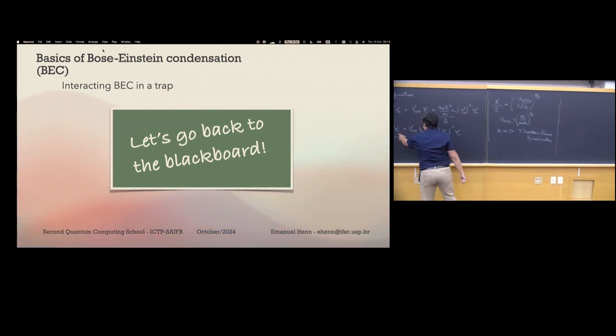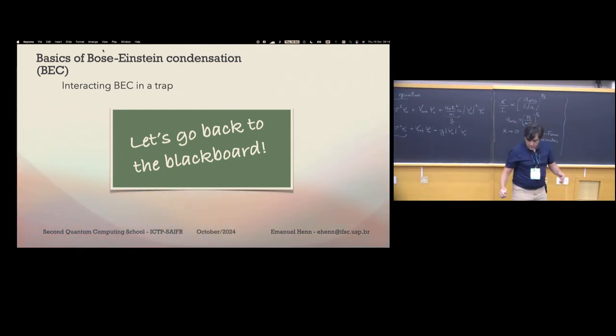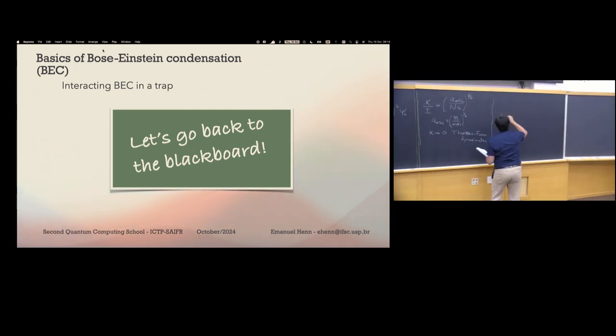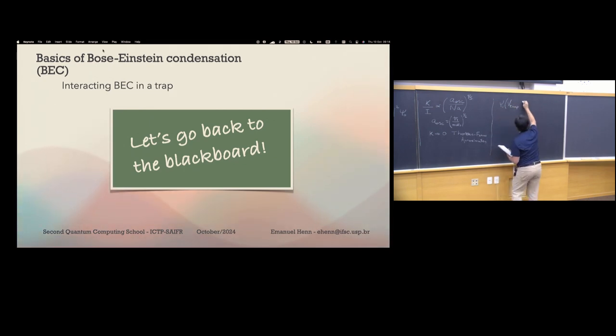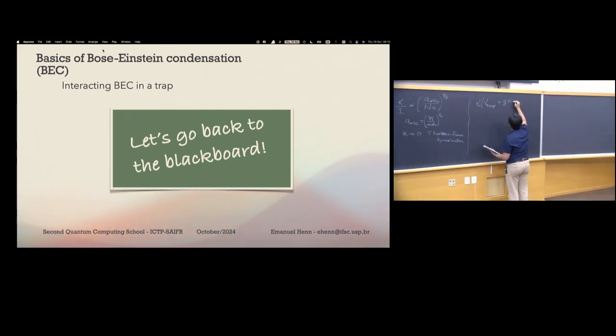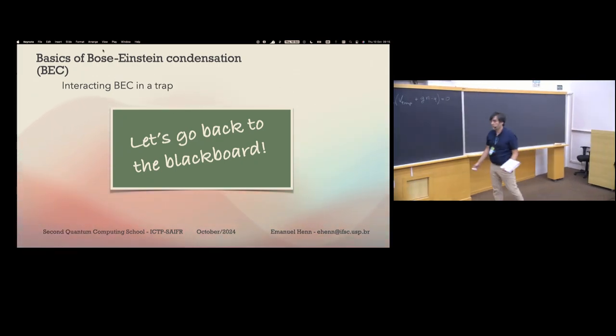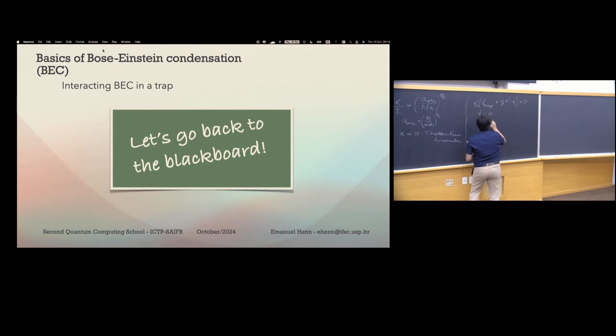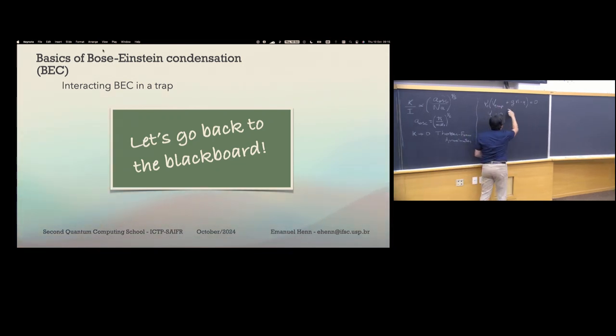And when I have this, I can go with everything to the other side, and what I get is an equation that looks like this: psi 0 times V trap plus g, where g is the coupling constant for the interaction, times density, minus the chemical potential, equals 0, okay? This has two solutions. Either psi 0 is 0, or this is 0. There's no way around. And if I have this as a 0, I can just solve for the density, and I get the density equals mu minus V trap over g.